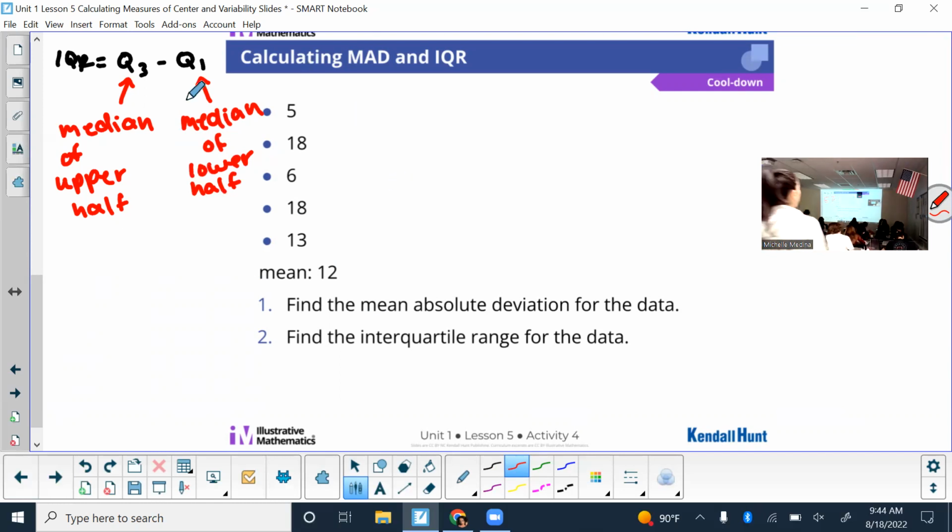All right, so in order to use this formula, I have to know what my Q3 and Q1 are. What do I have to identify before I identify that?